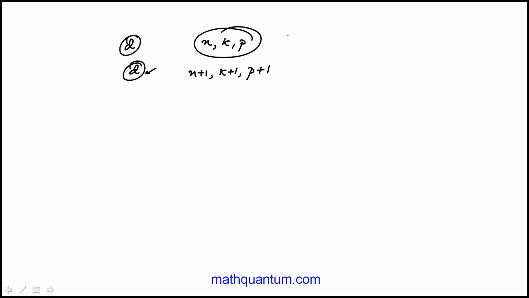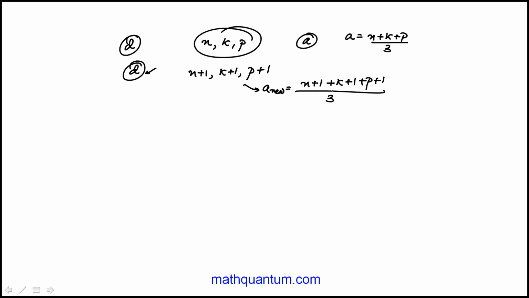And the reason for that is, let's say the average was A here, which would be N plus K plus P over 3. You'll see in that new set where we've added 1 to each one of those, the new average, let me just call that A sub new, would still be, you add them up divided by 3, and you'll see N plus K plus P. I'll add the numbers. And the key result is that the new average would be the old average plus 1. So the average here is A plus 1.